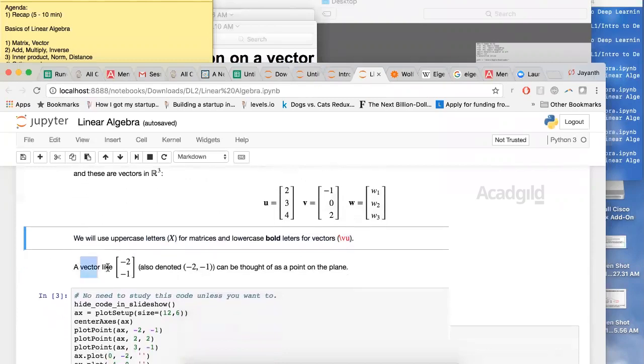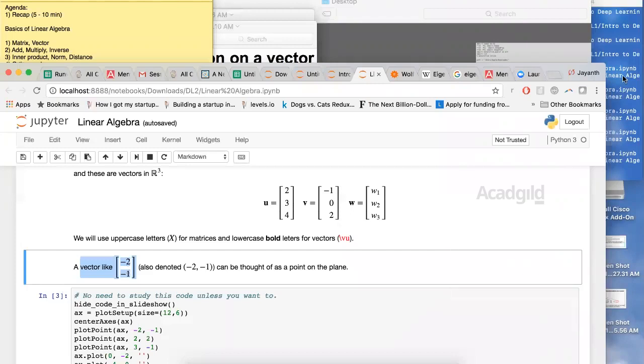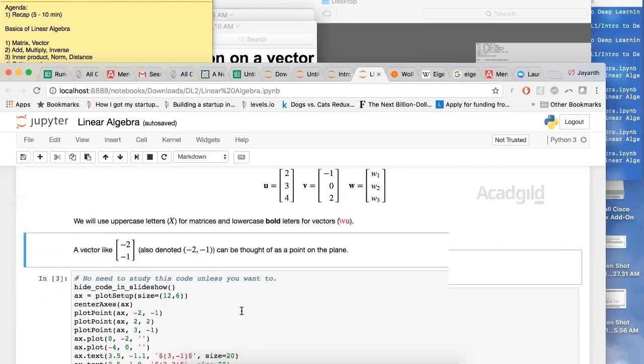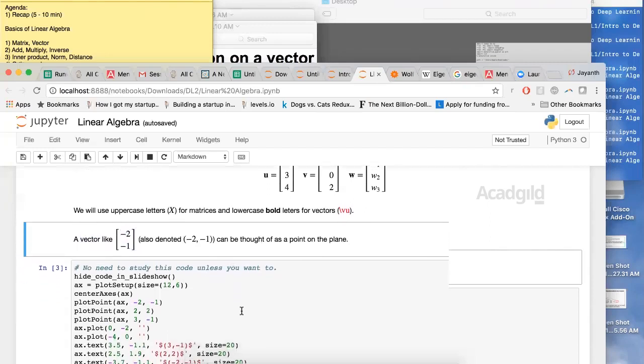So sometimes vectors that are 2 cross 1, so that's 2 rows, 1 column. So vector -2, -1 is also denoted as -2, -1. This is a small caveat because some languages like R, RStudio, if you work with them, they take this denotation. So it's a little useful to remember how the notations change.